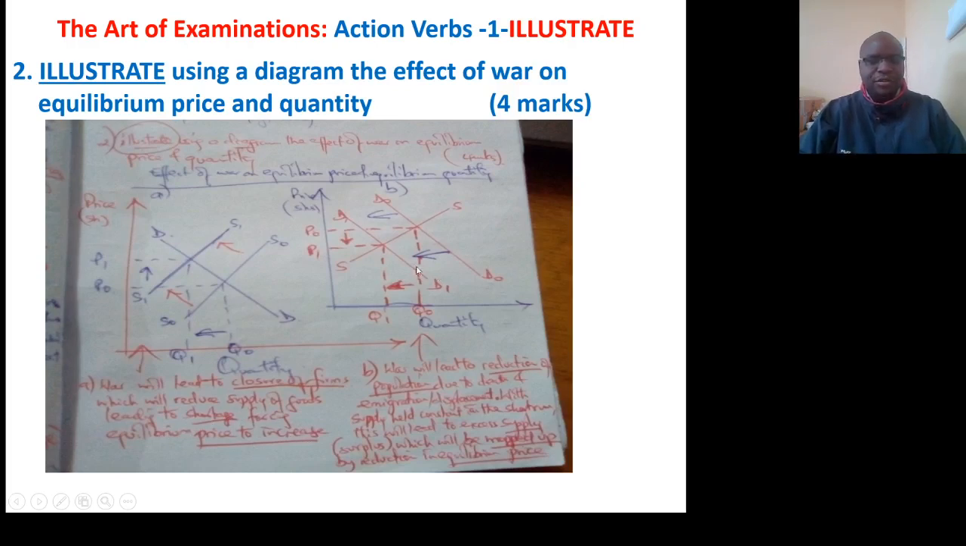And the explanation for diagram 2 is war will lead to reduction of population due to death and immigration or depopulation. The supply being held constant in the short term. This will lead to excess supply or surplus, which will be mopped up by reduction in equilibrium price.